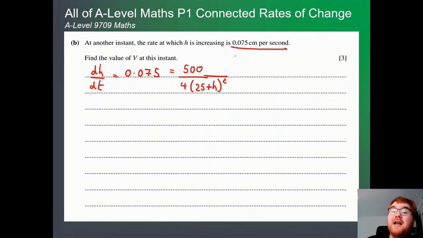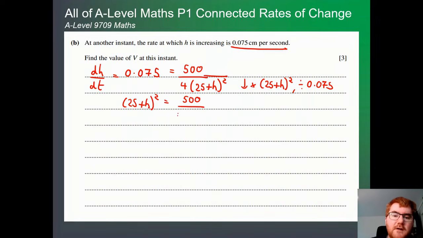That's important. And now we've just got a quadratic to solve here. So again, I'm going to do this in one step. I'm going to multiply by 25 plus h all squared and divide by 0.075. That's going to give me then 25 plus h all squared is equal to 500 over 4 times 0.075. So let's work out the right hand side here. So 4 times 0.075 gives us 5,000 over 3. So we need to solve this.